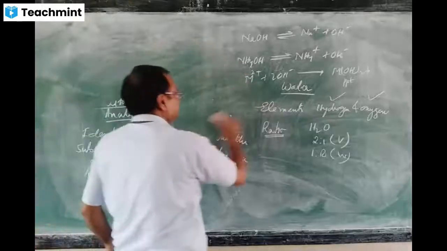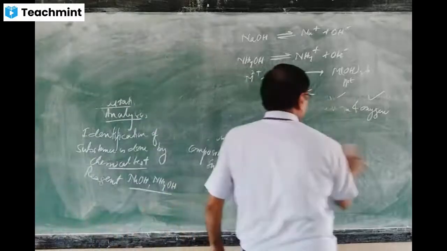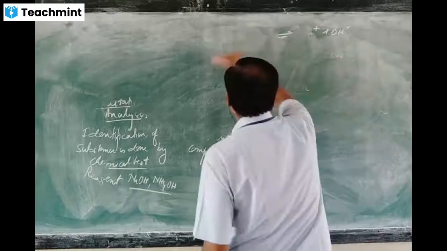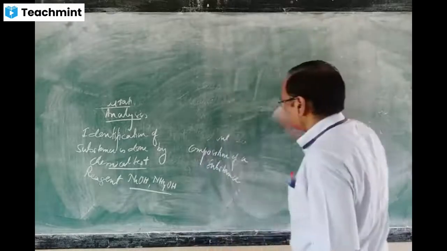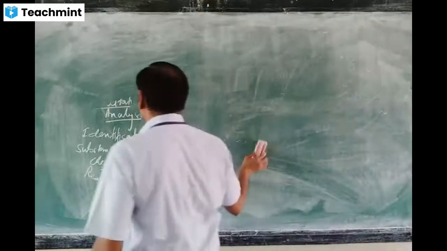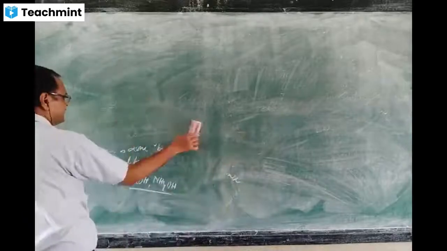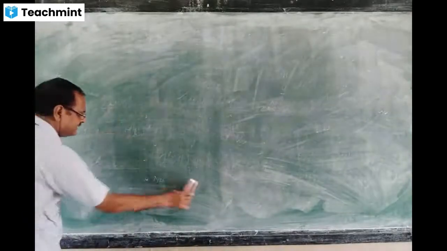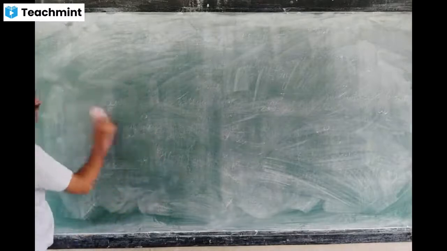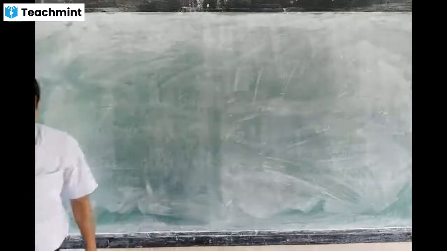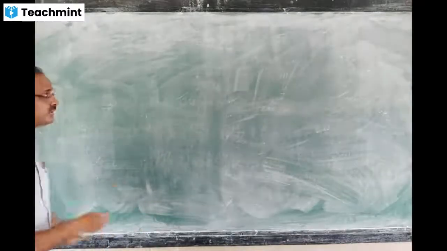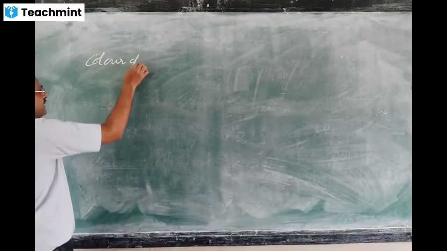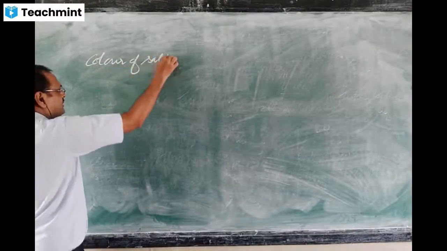You must have seen that some salts are colored. Why are the salts colored? The reason is either the cations or the anions. If one is colored, then the salt will be colored. So the next topic is color of salt.